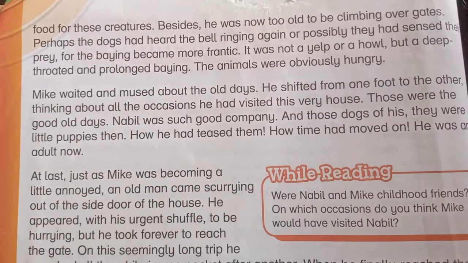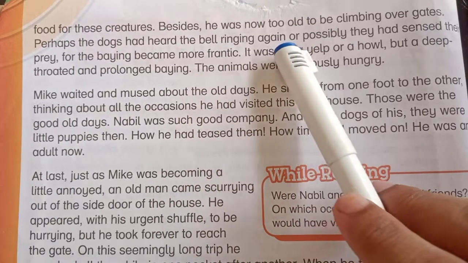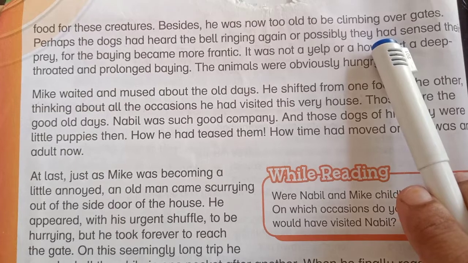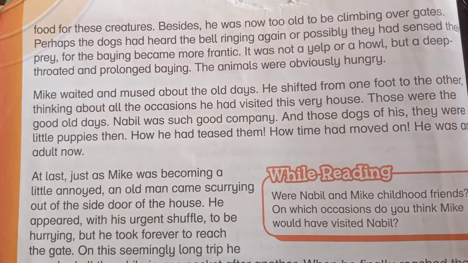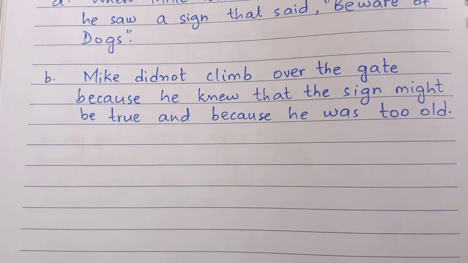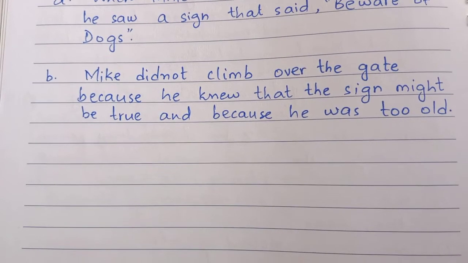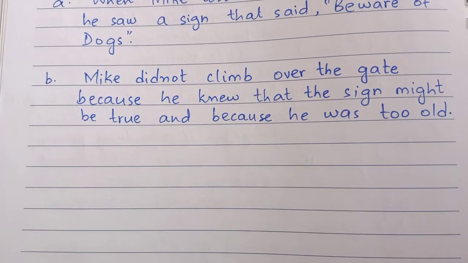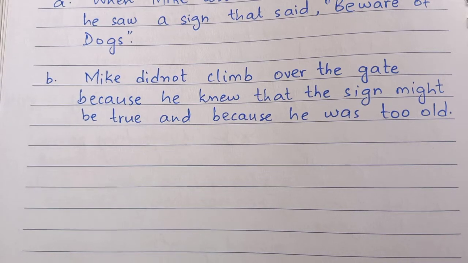And the other reason is provided over here, students. Besides, he was now too old to be climbing over gates. So this was the other reason that he did not climb the gates. So we'll simply write the answer as, Mike did not climb over the gate because he knew that the sign might be true and because he was too old. These are the 2 reasons that he did not climb the gates.